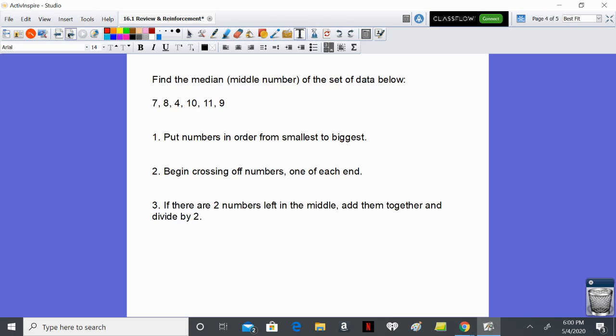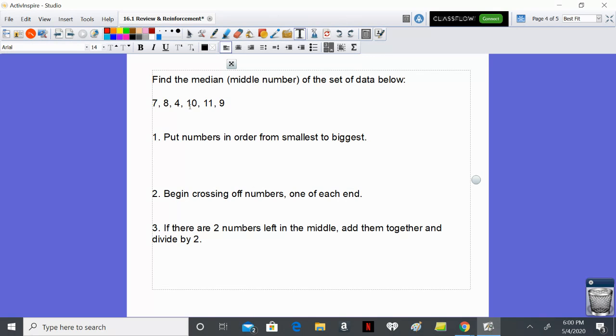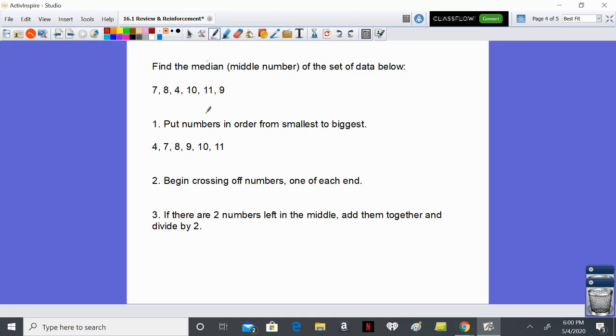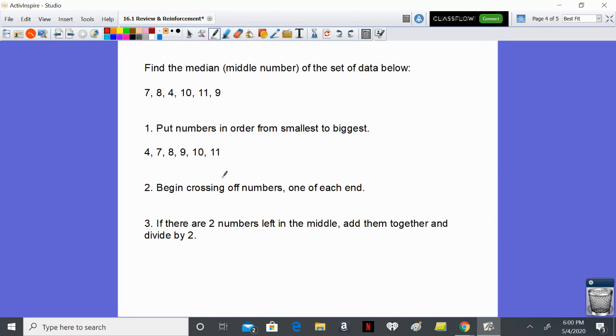Let's do another practice. Find the median or middle number in the set of data below. So once again, I'm going to put the numbers in order from smallest to biggest. That's the first thing you should do every time. So let's take a look at my set of data up here. So I have 4, and the next smallest is 7, and I have 8, and I have 9, 10, 11. The next thing I do is I begin crossing off numbers, one off of each end. And normally you do it until you have one number left in the middle.